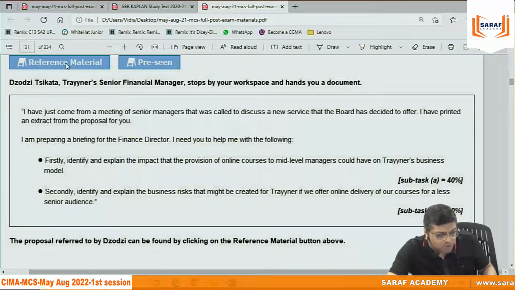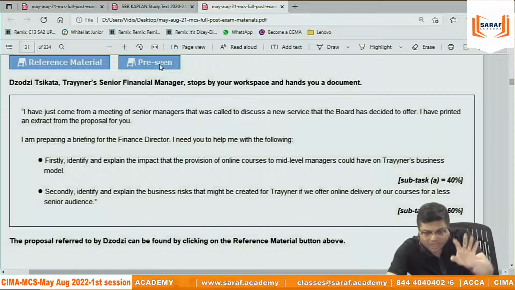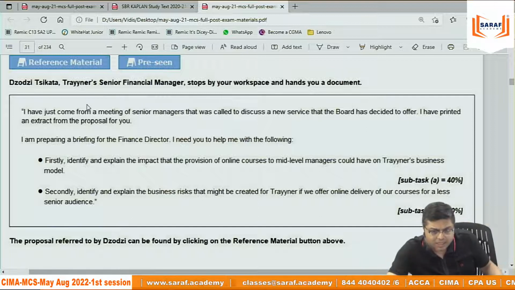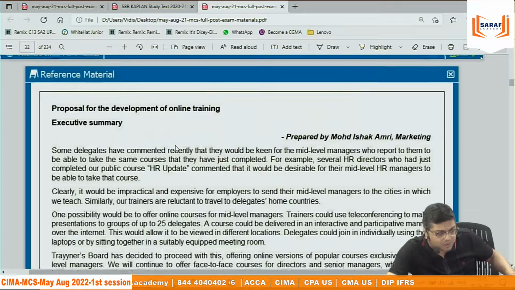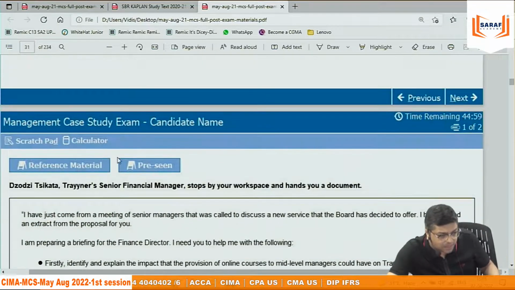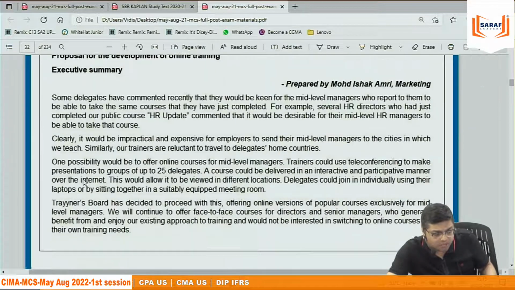Here it is giving you reference material. It is not clickable here. In the exam hall, when you click this, the reference material pop-up will open. The pre-seen material tab is there. You will click, you will get the pre-seen material every time in the exam. This is giving you the requirement and this is a trigger. Here I am getting the next page, but in the exam, if you click the reference material, a new tab will show you the reference material.